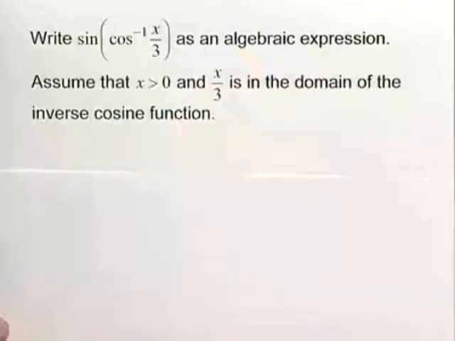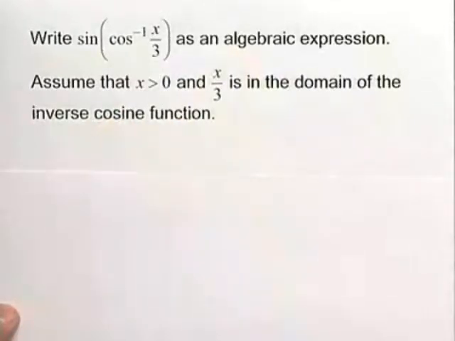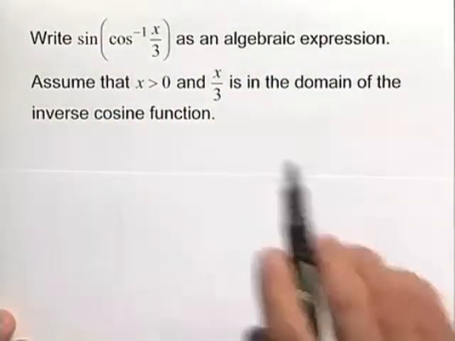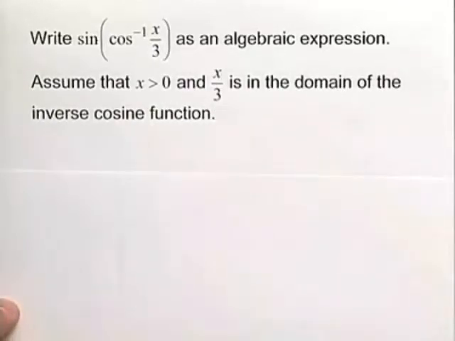Let's take the sine of an inverse cosine. We have the sine of the inverse cosine of x over 3. We want to write that as an algebraic expression. Now we have to assume that x is greater than 0 and that x over 3 is in the domain of the inverse cosine function.